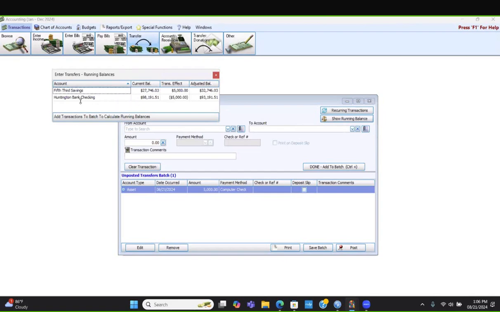We now show that Huntington Bank checking, the adjusted balance is reduced by 5,000. Fifth Third savings is now higher by 5,000.